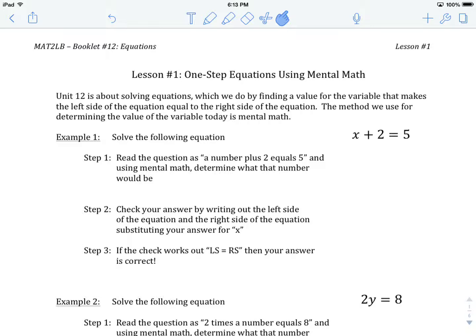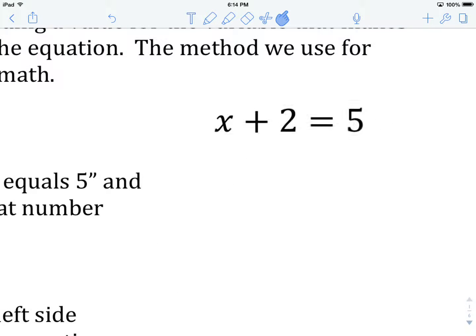using mental math. So basically, instead of using opposite operations in algebra, we are going to just try to imagine what value we could put in for our variable to get to our answer using mental math only, without doing a lot of work on the page. So let's start with example number 1. Solve the following equation. x plus 2 equals 5.